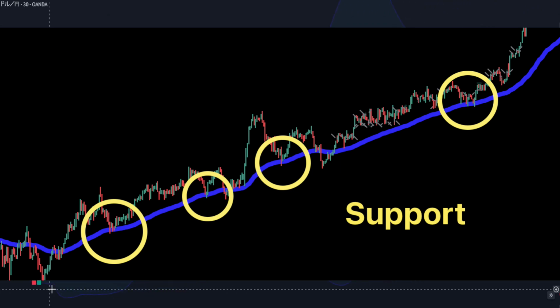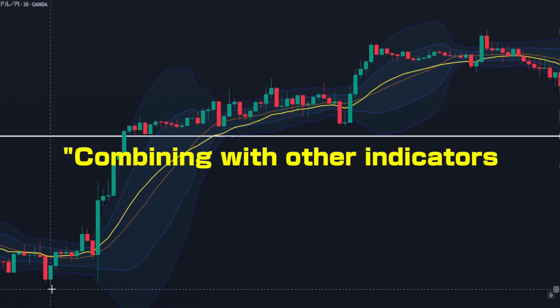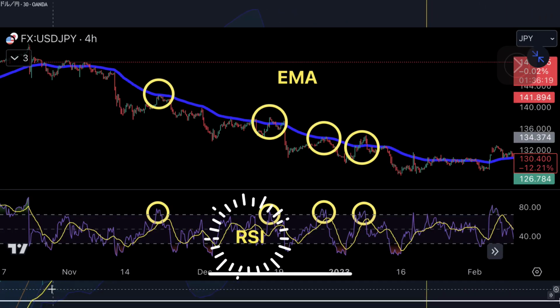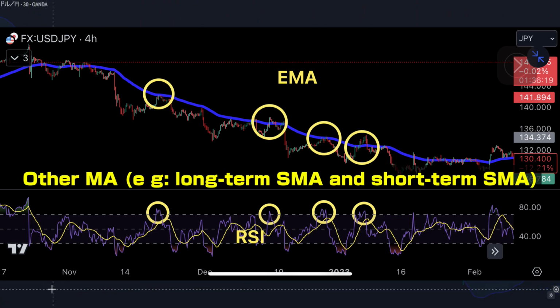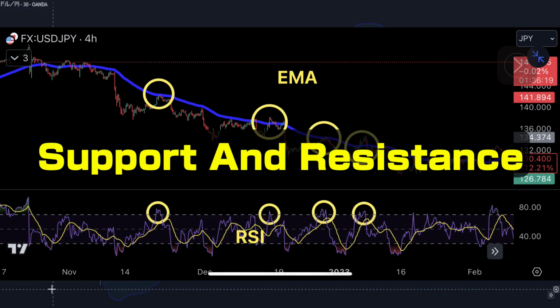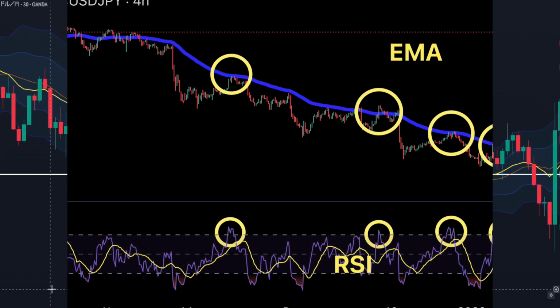The EMA can also be used to identify support and resistance levels, as prices may show support or resistance at the EMA level. Combining with other indicators. The EMA is often used in conjunction with other technical indicators, such as the Relative Strength Index, RSI, other moving averages, e.g. long-term SMA and short-term SMA, and support and resistance lines. By combining these indicators, one can craft a more robust trading strategy.